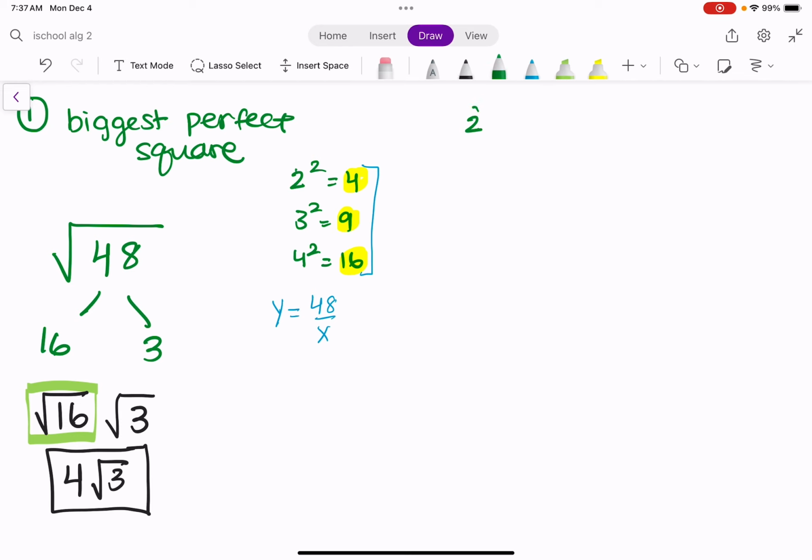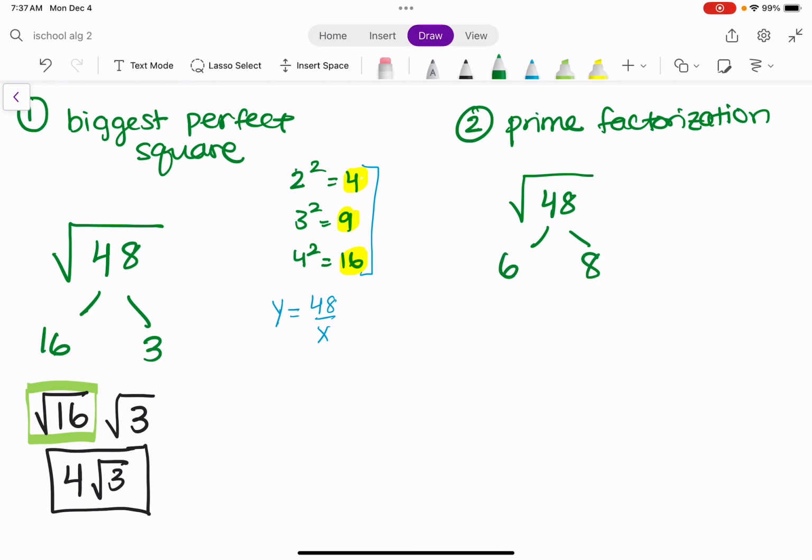A second way of doing it is finding the prime factorization. This is like if you're not that comfortable with knowing your perfect squares, this might be better for you. So square root of 48, you're going to break this down into prime numbers. So like basically 2s, 3s, 5s, whatever. So think of any 2 numbers that multiply to 48. I think of 6 and 8.